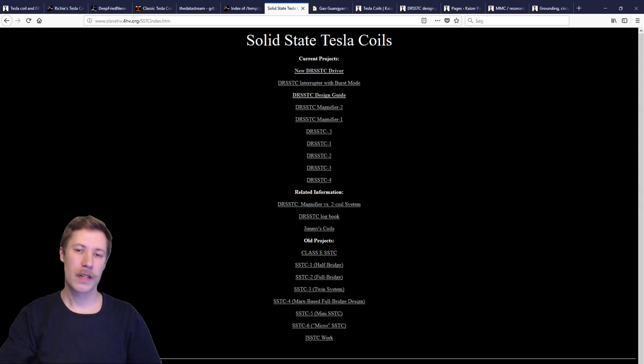But his older designs have a lot of pointers into how his newer driver works, so you really have to read all the pages here in order to understand how he developed his driver, which is the most used driver today, or at least they are based on his design. There is the new DRSSTC driver, which is known as the 1.3, and there is the newer one with phase lead based on Finn Hammer's predicted design, which is the 2.1B.